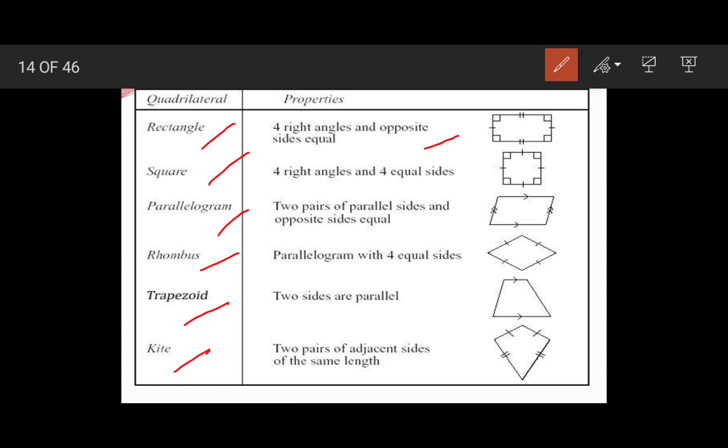Rectangle means opposite sides are equal and all angles are right angles. Square means all sides are equal and all angles are right angles. Parallelogram, opposite sides are equal and there is one pair of parallel lines, right? Then rhombus, all sides are equal, right? Then trapezoid, in trapezoid one side is parallel to the other, right? Then kite, adjacent sides are equal.